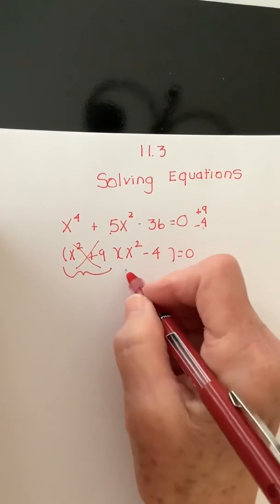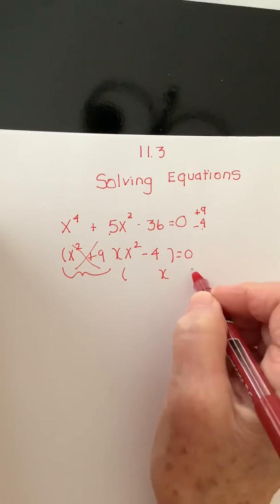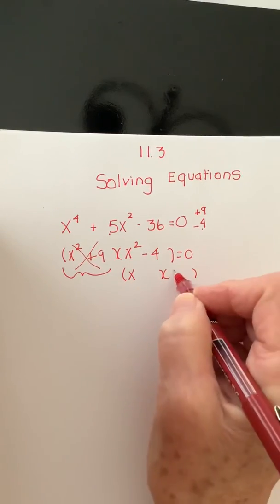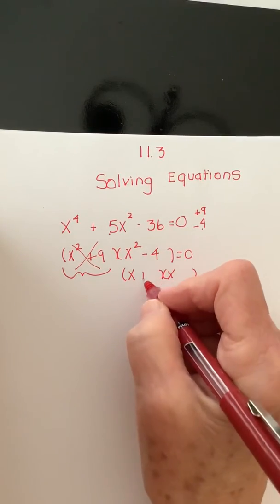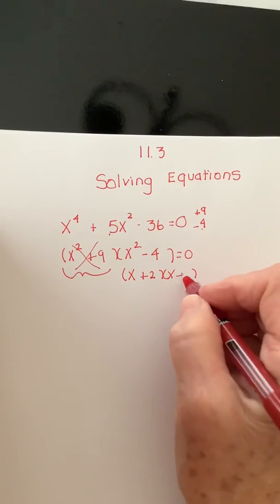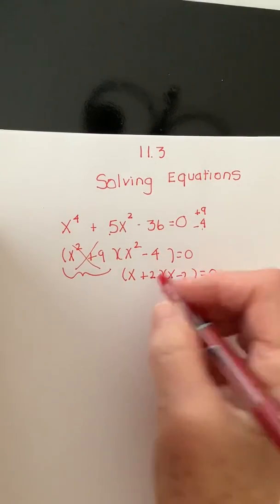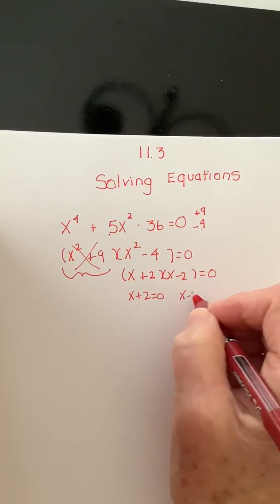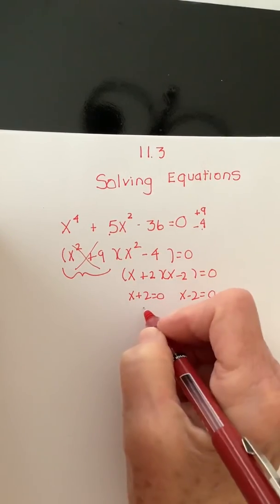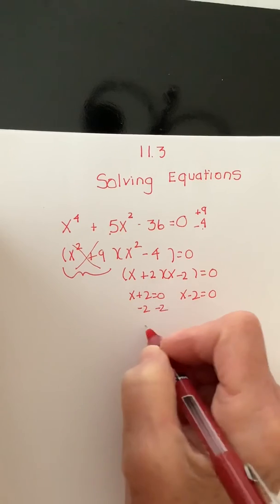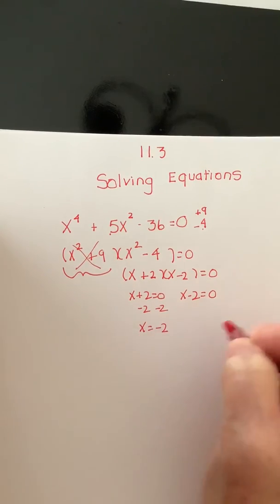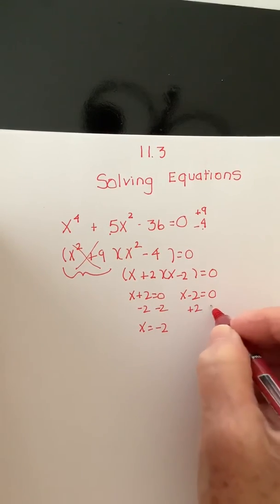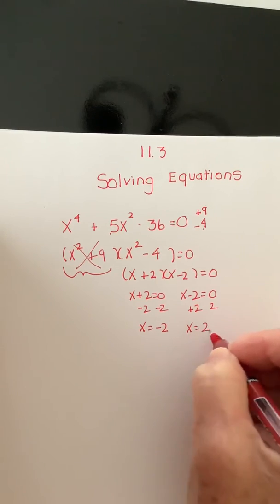This you can factor. This is the difference of two perfect squares. X squared is x and x. A negative 4 is a plus 2 and a minus 2. So now I'm going to set both of those factors equal to 0. I'm going to subtract 2 from both sides, and I get x is equal to negative 2. I'm going to add 2 to both sides, and I get x is equal to 2.